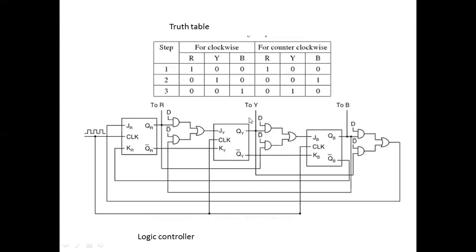Next one, that is nothing but the truth table. If you observe, these are the truth tables of the R, Y, B phases. R, Y, B phases are given in 1, 2, 3 steps. The first R phase and then the next phase will be observed. Next, again like this. These are the truth tables, and this is nothing but a logic controller.